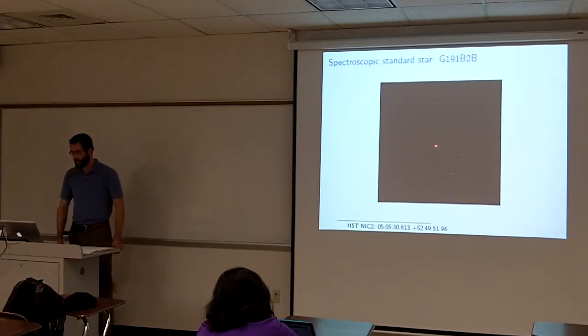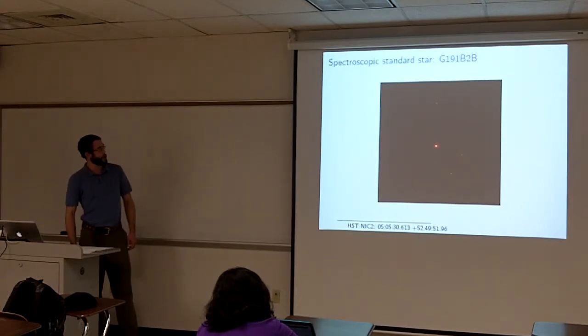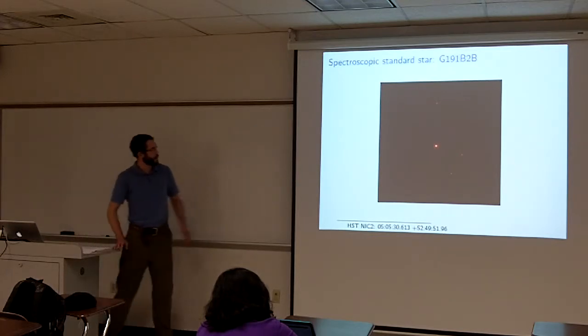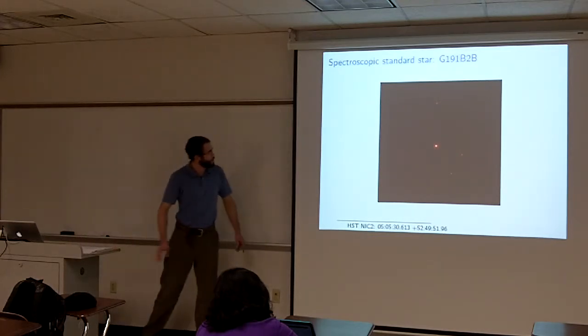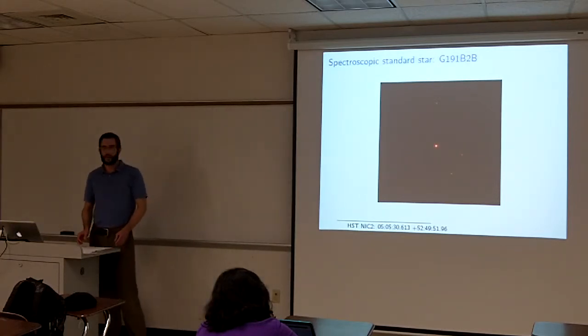So this is the spectroscopic standard star that I used in reducing my data. The purpose of it was for flux calibration of the galaxy data, in which you can see the star at the center there. And this is, I believe, a fairly typical spectroscopic standard. Looking through several papers, I noticed it being mentioned a lot.